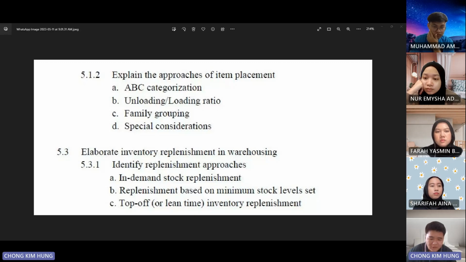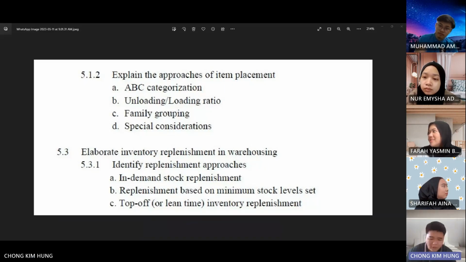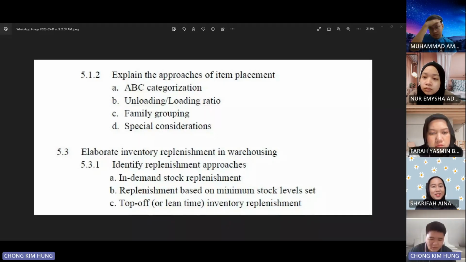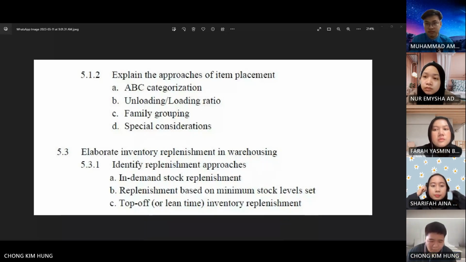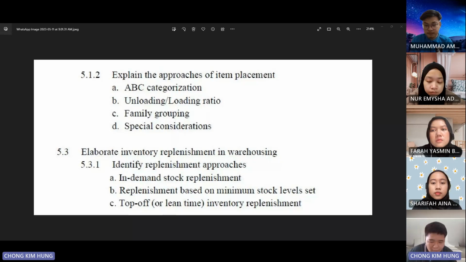Today I will be discussing the unloading and loading ratio to ABC categorization. For your information, in order to improve the accuracy of inventory stratification, the loading and unloading ratio of SKU can be incorporated into ABC categorization. The ABC categorization deals with the frequency of use, meanwhile the loading and unloading ratio deals with the handling of the product from the time it is brought to the storage location to the time it is sent to its point of use.